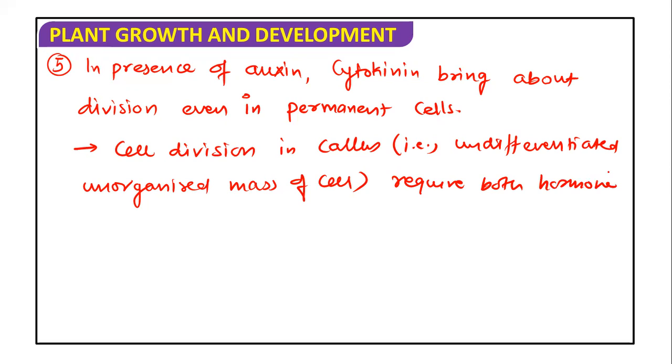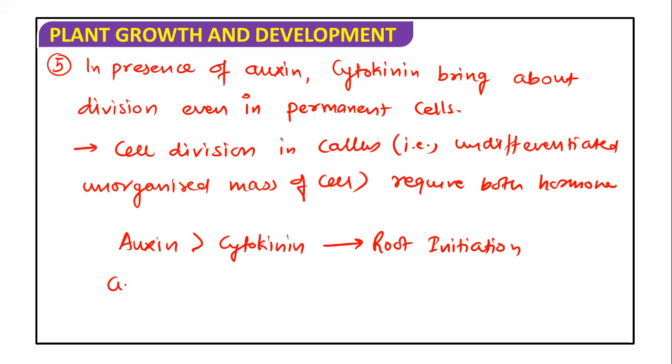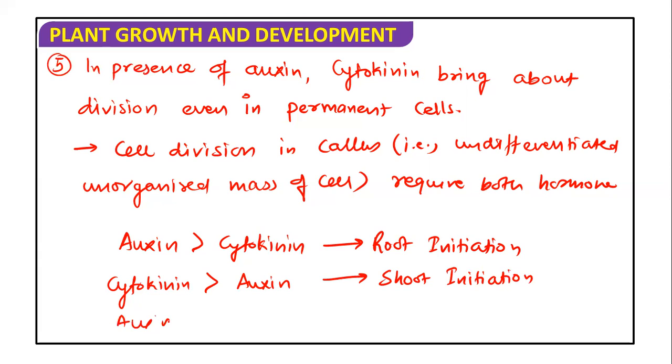So if we talk about tissue culture, if auxin is higher in concentration than cytokinin in tissue culture, root initiation takes place. Whereas if cytokinin is more than auxin, then shoot initiation takes place. Whereas when the concentrations of auxin and cytokinin are equal, callus formation occurs. Okay, so in such a way they help particularly in differentiation, or we can say the tissue culture thing.